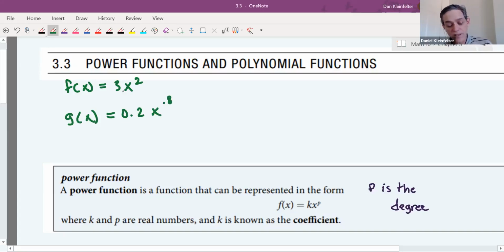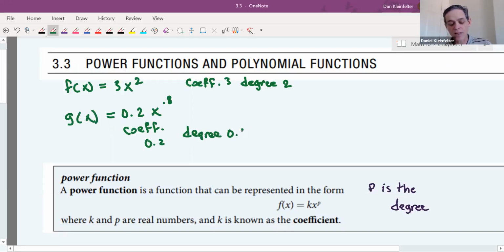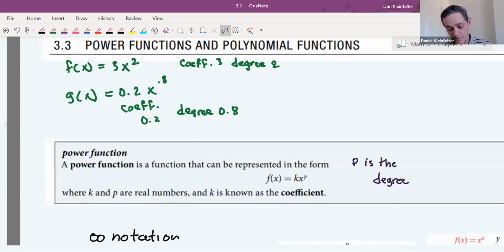The coefficient in the first case is going to be 3, and then the degree is 2. For the g of x, the coefficient is 0.2, and the degree is 0.8. So in this section, we'll start by looking at these functions, which are called power functions. They're a number multiplied by a variable raised to a power, and that's their defining rule.